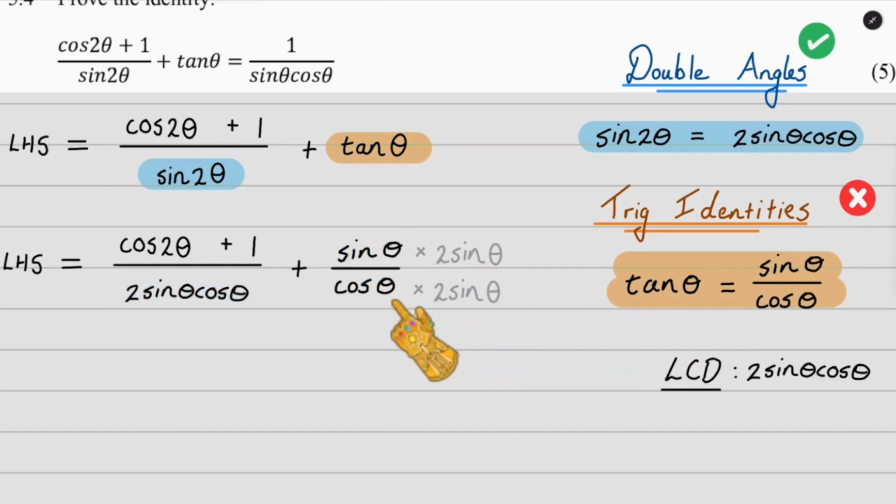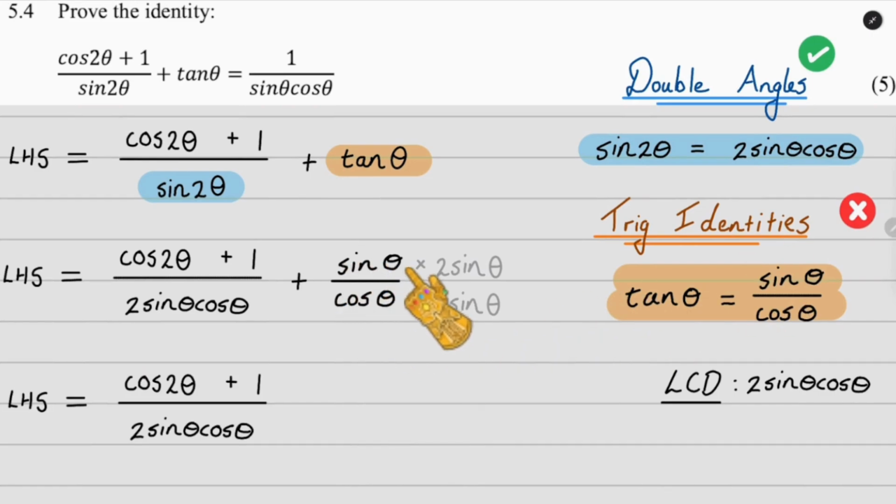Okay, so we're just going to multiply the top and bottom by 2 sine theta as discussed. This fraction will stay exactly the same. Nothing's going to happen to that fraction. And then sine theta times 2 sine theta: 2 times 1 is just 2, and sine theta times sine theta is sine squared theta. And then at the bottom, cos theta times 2 sine theta will give us this: 2 sine theta cos theta, which was part of our plan the entire time.